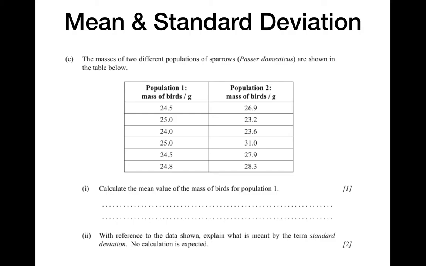Okay, so how do we work with this? Here's another IB question. We have 2 different populations of sparrows shown in the table below. So you have population 1 and population 2. Here's the mass of the birds.